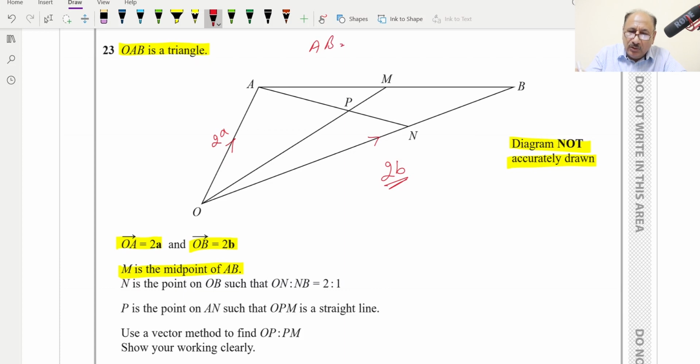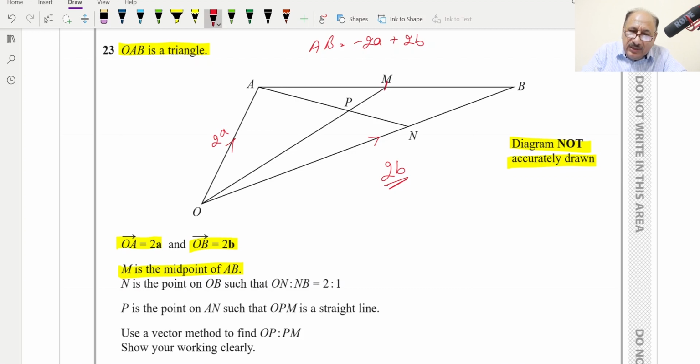AB will be equal to what? We will take this route from A to O, then O to B. So it will be minus 2A plus 2B. This will be our AB value. So after writing this AB value, we can find up to M.